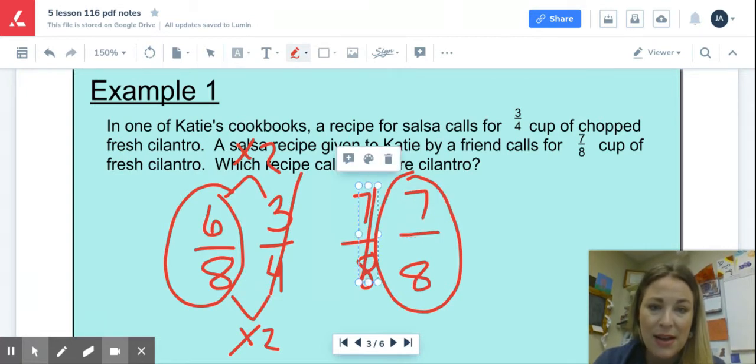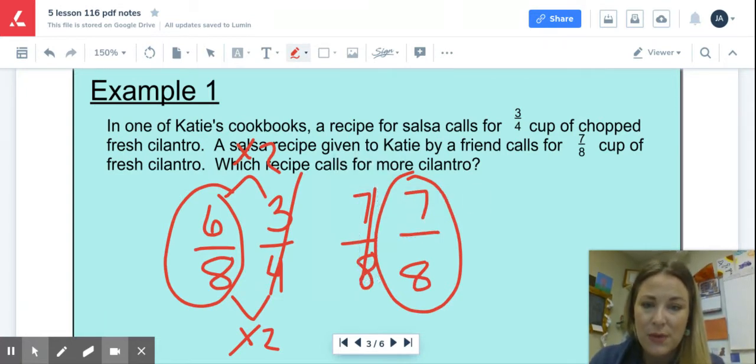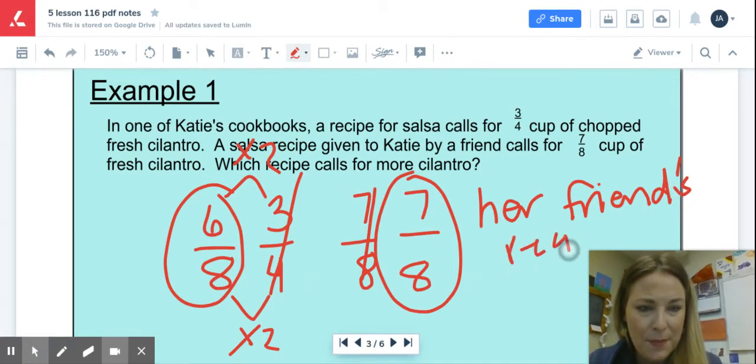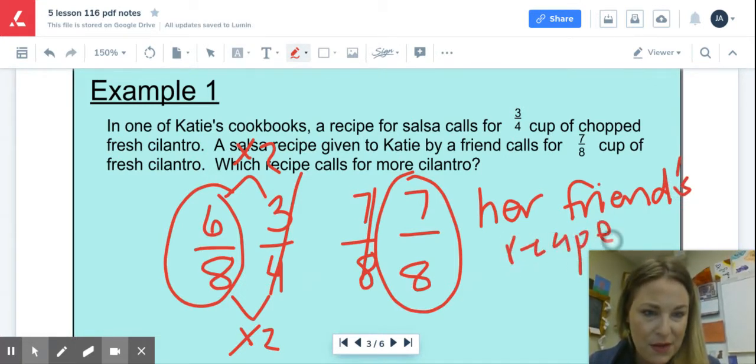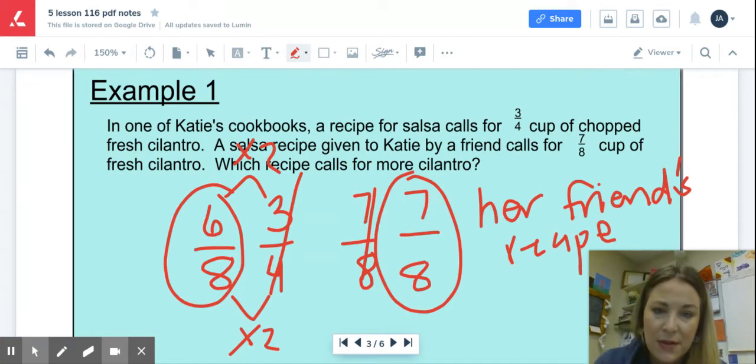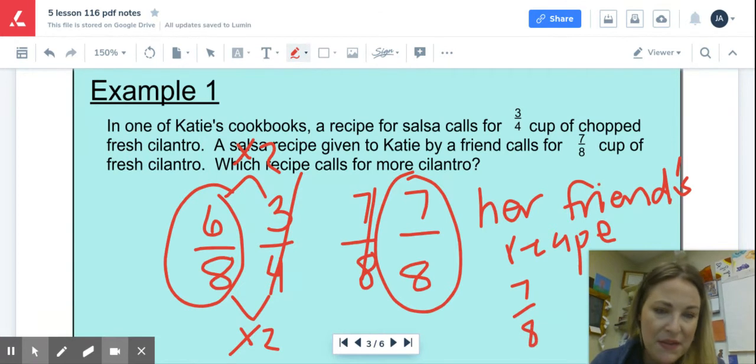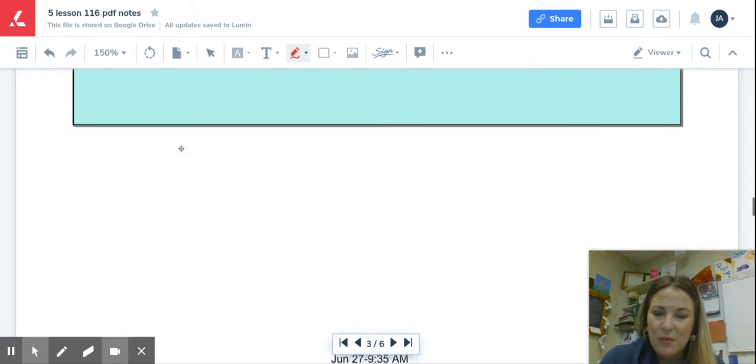Whose recipe was that? Her friend. Which recipe calls for more cilantro? I would say her friend's recipe. Oof, this isn't turning out very well. Yikes. Her friend's recipe. You could also include that 7/8 of a cup of cilantro. You could say something like that, but okay. Let's move on to example number 2.